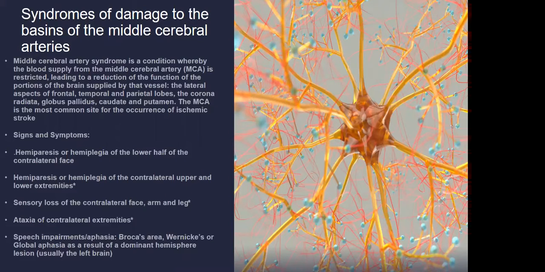Syndrome of damage to the brain of the middle cerebral artery. Middle cerebral artery syndrome is a condition whereby the blood supply from the middle cerebral artery is restricted, leading to reduction of the function of the portion of the brain supplied by that vessel: the lateral aspect of the frontal, temporal and parietal lobes, the corona radiata, globus pallidus and caudate. The middle cerebral artery is the most common site for the occurrence of ischemic stroke.